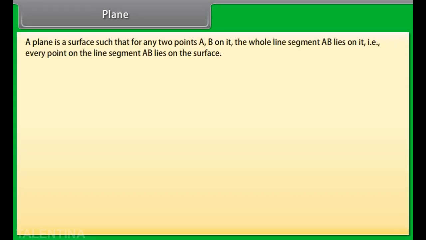Plane. A plane is a surface such that for any 2 points A, B on it, the whole line segment AB lies on it. That is, every point on the line segment AB lies on the surface.